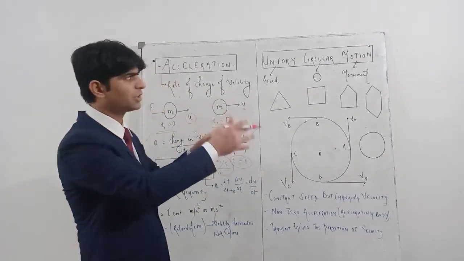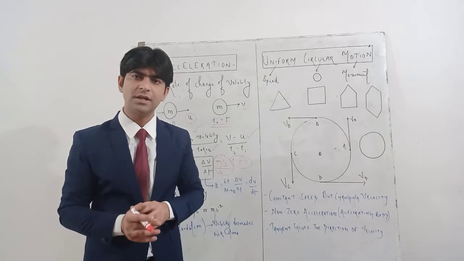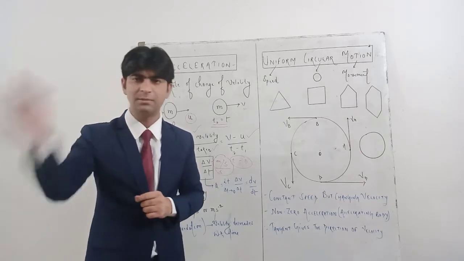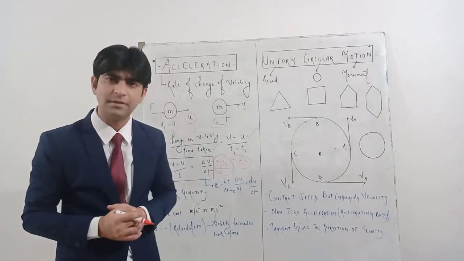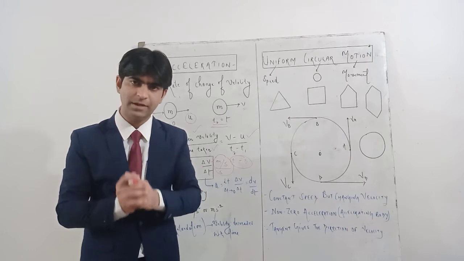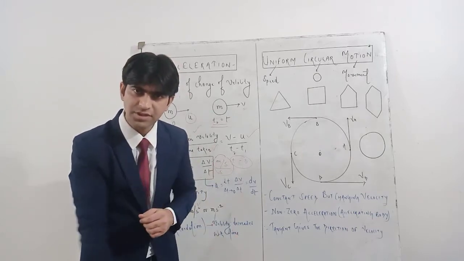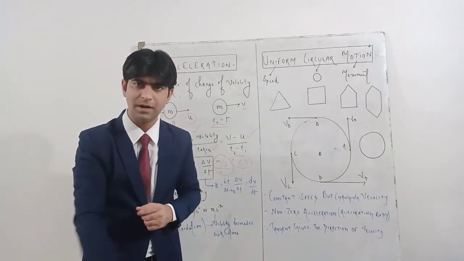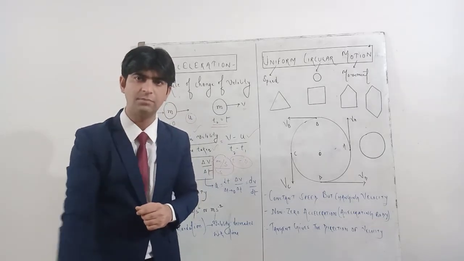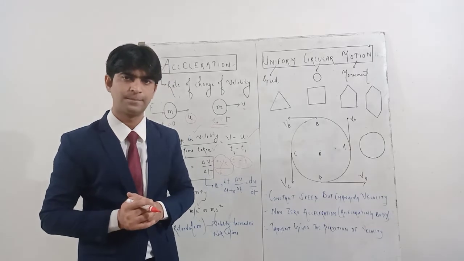So what is uniform circular motion? If a body travels with a constant speed in a circular path, then the motion of the body will be termed uniform circular motion. Again I am repeating, if a body moves with a constant speed in a circular path, then the body is in uniform circular motion.